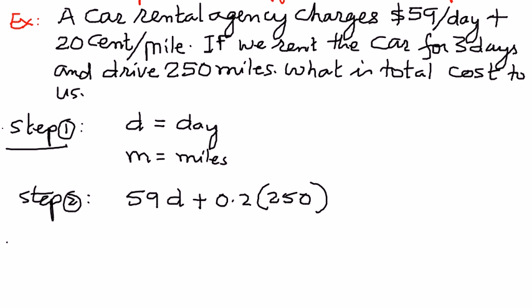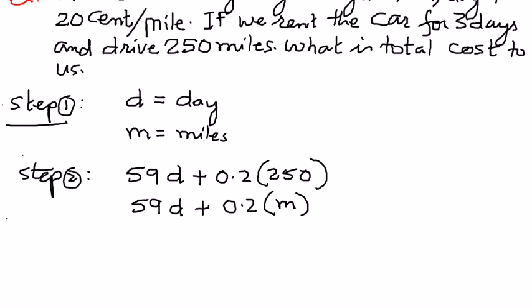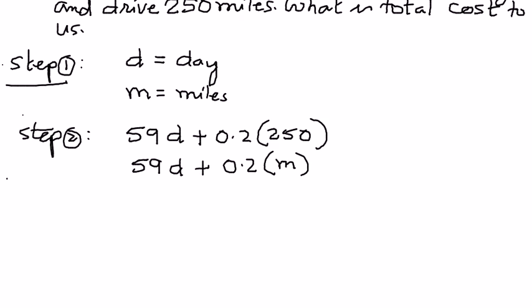Since we have this expression, the car is going to cost us $59 a day plus 20 cents per mile. That was our original equation, and now we can substitute the numbers into it. We're going to rent the car for 3 days, so $59 times 3 days plus 0.2, or 20 cents, times the 250 miles we're going to drive, is going to give us the dollar amount.